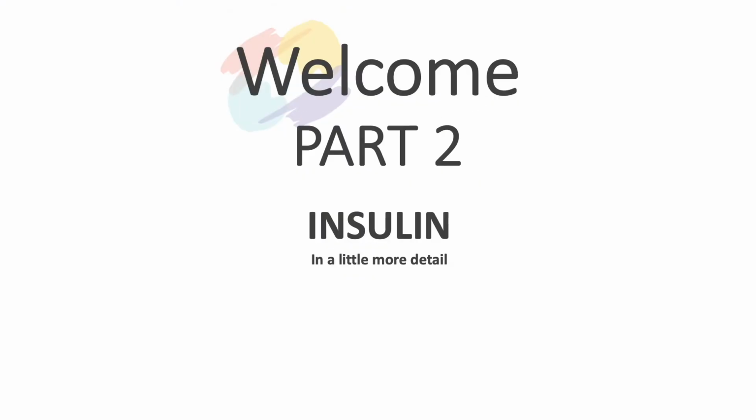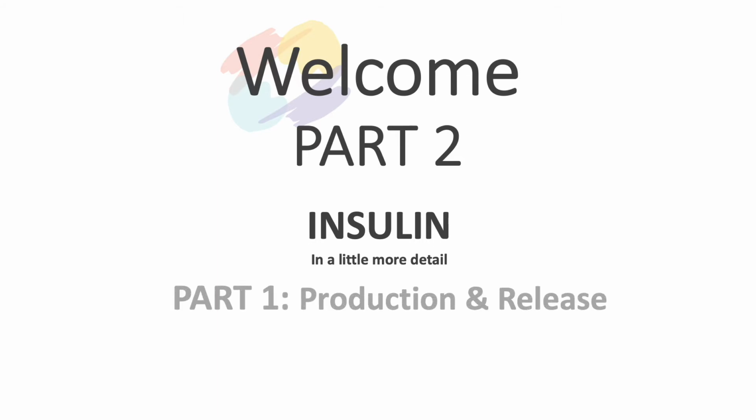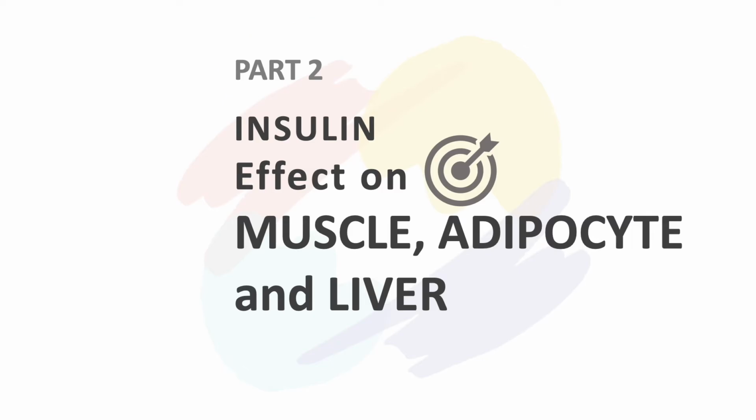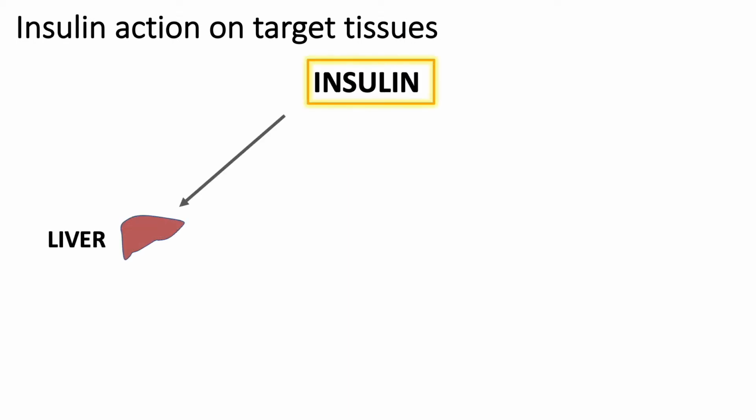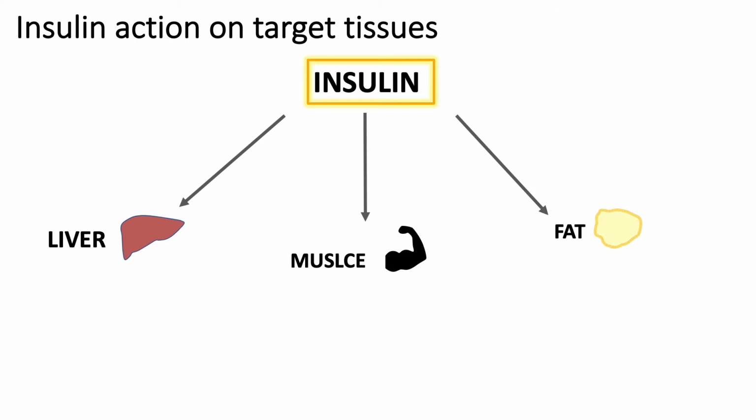Welcome back. In the previous presentation, in part 1, we went through insulin's production and release, and now we will move on to part 2. In part 2, we will look at insulin's action specifically on muscle cells, adipocyte tissue or fat cells, and the liver. Alright, so here we'll just quickly go through insulin's action on target tissues: the liver, the muscle, and the fat.